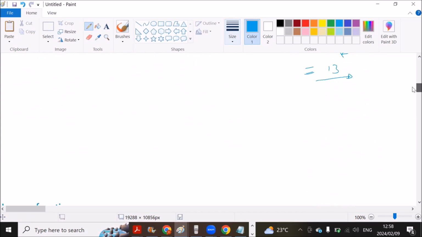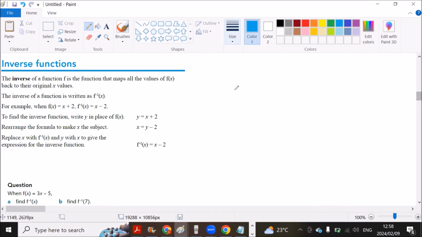Now let's go to the concept of inverse of a function. A function is written as f of x. The inverse function is f to the power minus 1 of x. If we have a function g of x, the inverse of this function is g to the power minus 1 of x. Now, what is the inverse of a function?